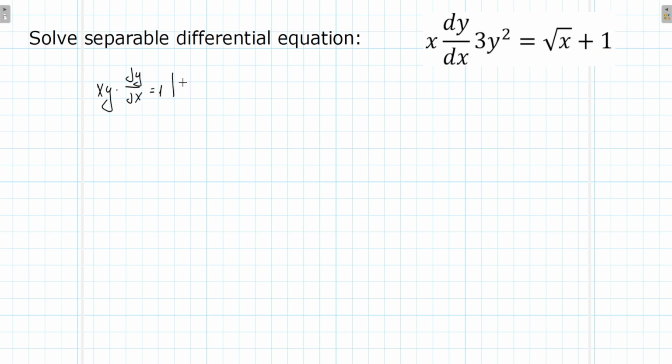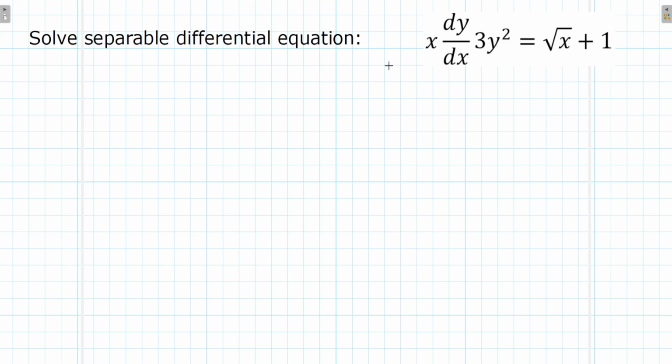For example, let's try to multiply both sides by 1 over x and dx. Eventually we get y times dy is equal to dx over x. You see that we have separated all our y's and x's. Great, so let's try to apply this logic to our initial equation.